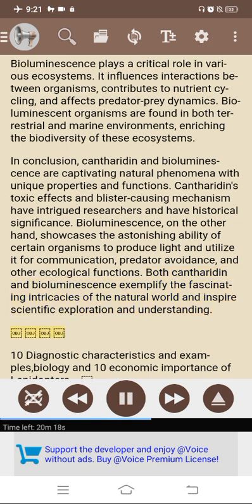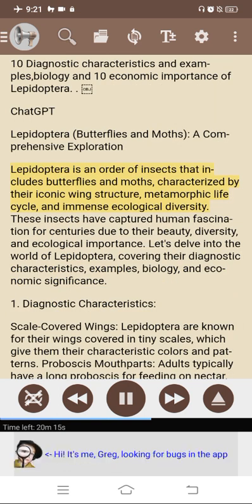A comprehensive exploration. Lepidoptera is an order of insects that includes butterflies and moths, characterized by their iconic wing structure, metamorphic life cycle, and immense ecological diversity. These insects have captured human fascination for centuries due to their beauty, diversity, and ecological importance. Let's delve into the world of Lepidoptera, covering their diagnostic characteristics, examples, biology, and economic significance.